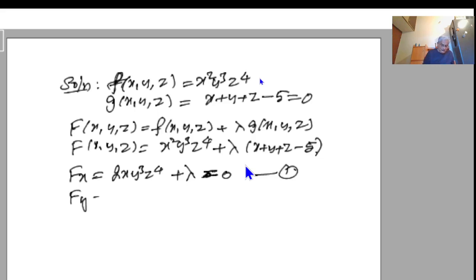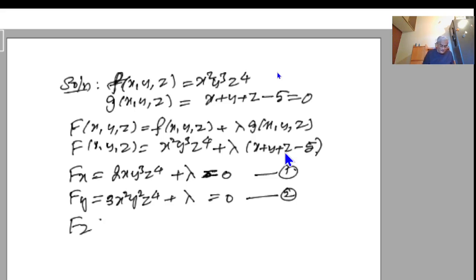And next find fy. fy is equal to x square constant quantity, z raised to 4 constant quantity, y cube derivative is 3y square. That is 3x square y square z raised to 4 plus lambda into here also differentiation with respect to y is 1. This is equal to 0. I am equating this to 0. I will take this as 2.